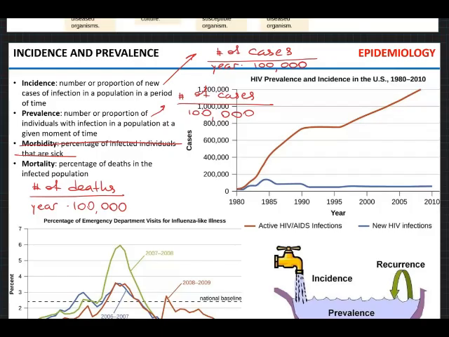Option number two is called CFR, which is case fatality ratio. Number of deaths over number of cases. So let's say you have 1,000 people who are infected. 10 of them die. Case fatality ratio is 1%. Sounds good? So I want to bring to your attention the major difference between these two parameters, mortality and CFR.